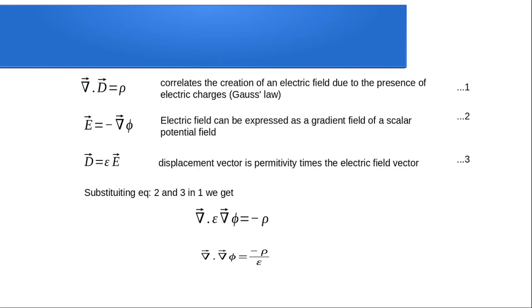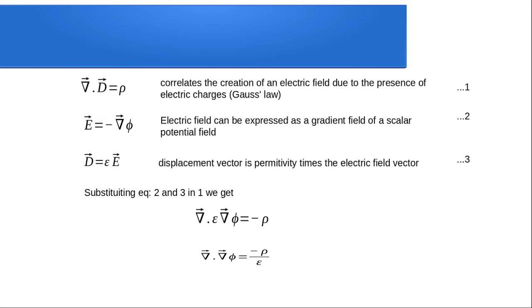The Gauss law is a correlation between the electric field and the presence of electric charge. So del, which is a del operator, del dot D, where D is the displacement vector, is equal to rho, the charge density.